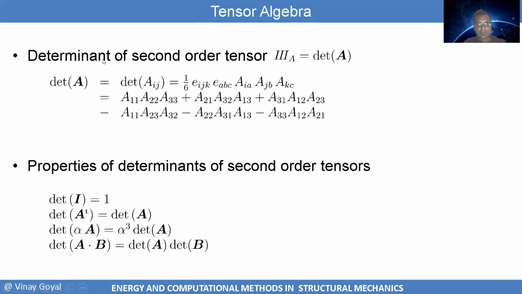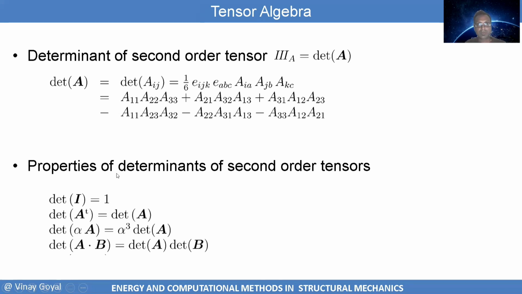We want to find the determinant of the second order tensor. Basically this is a determinant of a second order tensor. And if you did the calculation, you'll see that you can write this as 1/6 e ijk e abc A ia A jb A kc. And if you expand this, you will get exactly what the determinant should be of a second order tensor A. So I invite you to go ahead and do that.